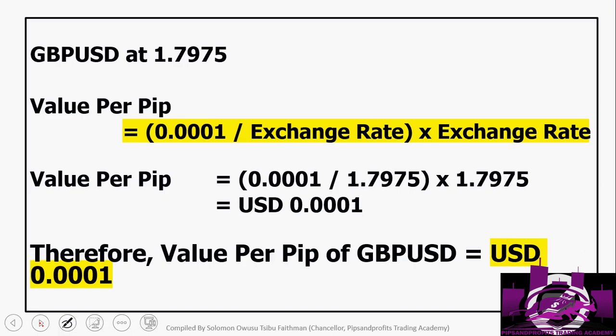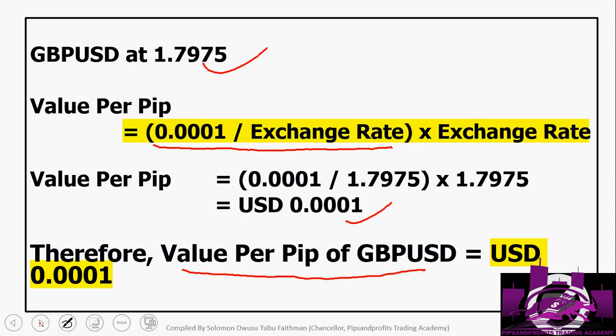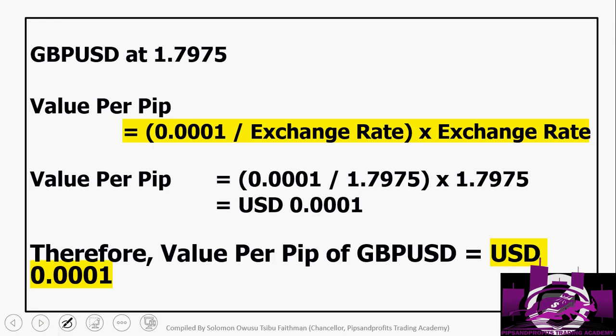Okay, so this is the calculation that we have over here. GBP at this value. So our value per pip is going to be 0.001 divided by exchange rate times the exchange rate. When we do that, we are going to get 0.00001. Therefore, value per pip of GBP USD is going to be 0.001. As simple as that. Okay, let's see if we have more examples.